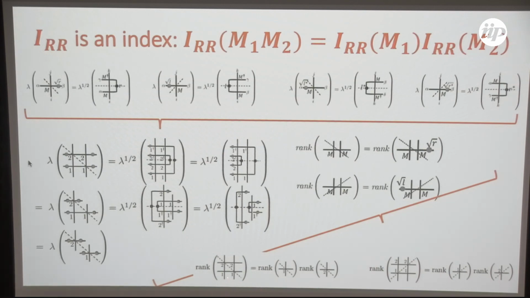So this is the first MPO, this is the second MPO. When we multiply them, the index of this, or the rank here, is equal to the multiplication of the rank of individual MPOs, and the same for the rank of the left SVD. And since our index is the ratio of these two, it gets multiplied.